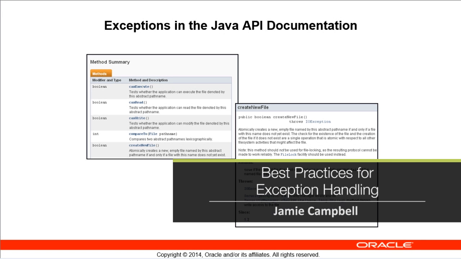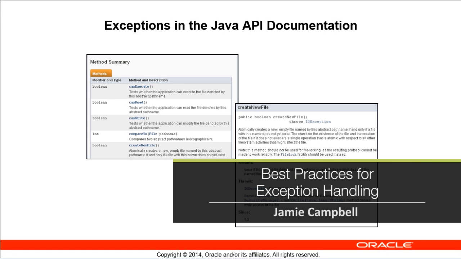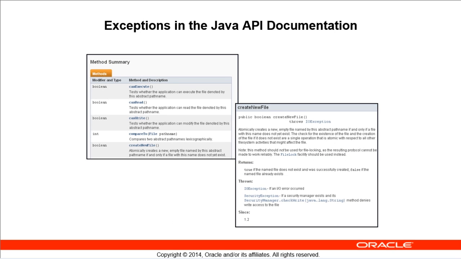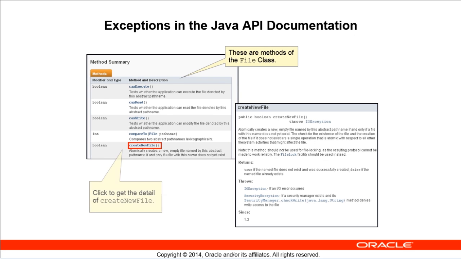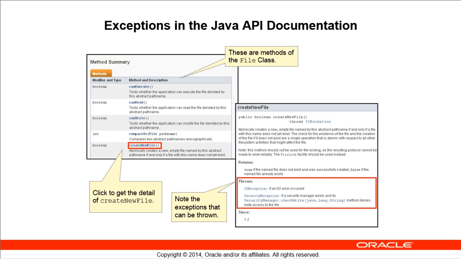In this video, I'll discuss best practices for exception handling. When working with any API, it's necessary to determine what exceptions are thrown by the object's constructors or methods. The example here is for the File class. File has a createNewFile method that can throw an IOException or a SecurityException. SecurityException is a runtime exception, so it is unchecked, but IOException is a checked exception.